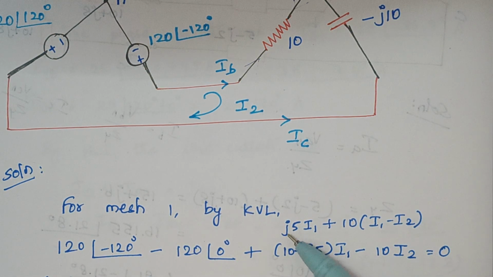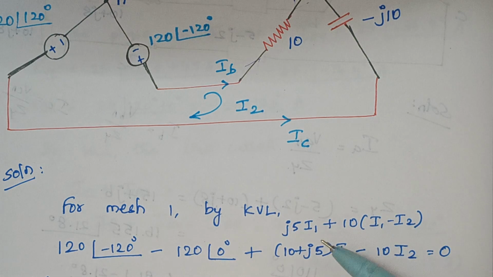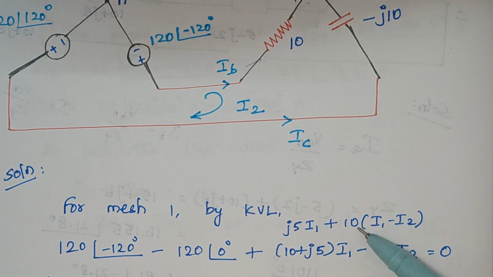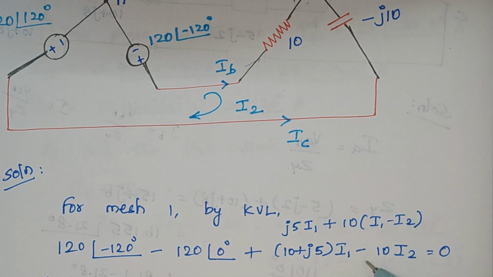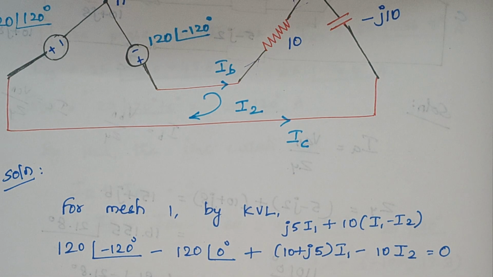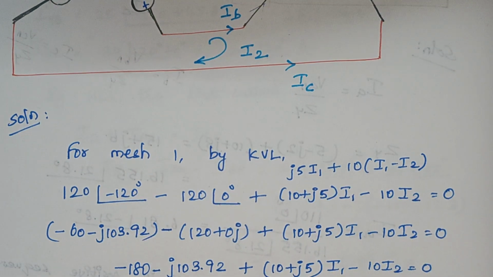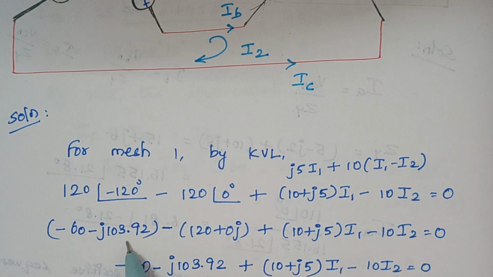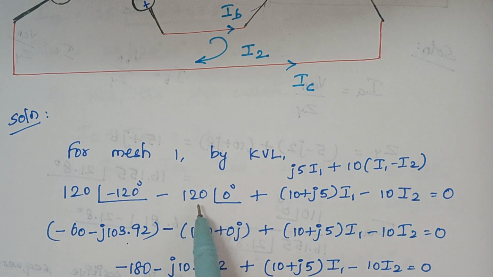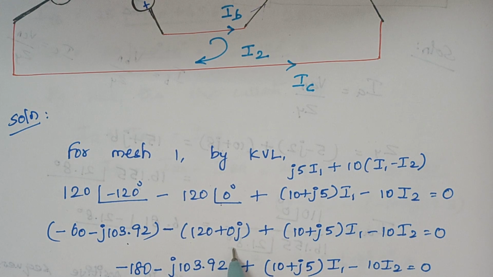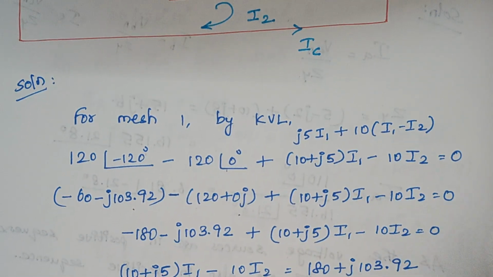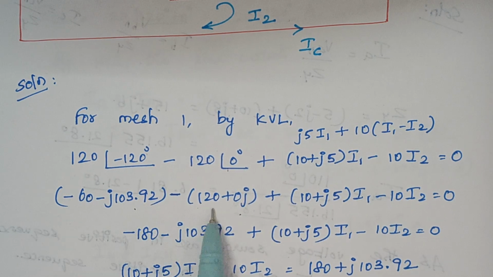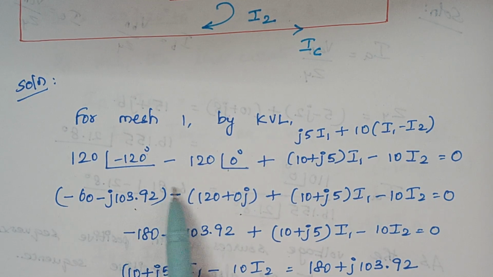So the next step is, here I had combined the I1 terms together, right? So when you combine I1 terms, here we will be having this 10 and this j5. Therefore (10 plus j5) into I1, and here it is minus 10 I2 equal to 0, right? So the next thing is, here the polar form is converted into rectangular form. Similarly, this 120 with an angle 0 degree is converted into rectangular form. Now the remaining things we are writing as such. And the next thing is, here we are simplifying these two values, right? I am combining the real terms as well as the imaginary terms. So here this is our answer.